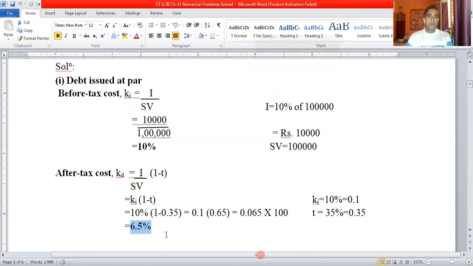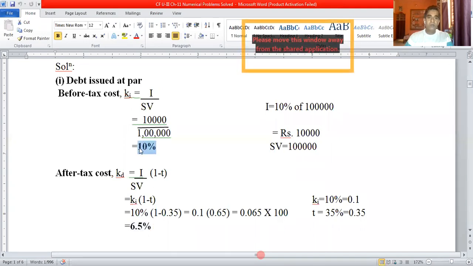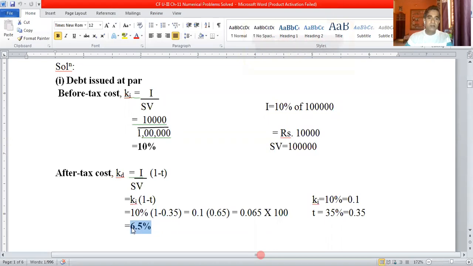Okay, so always remember, one thing you can observe: the after-tax cost of debt is always lower than the before-tax cost of debt. It is because the interest paid on debt is deducted from the taxable income. It has a tax benefit. That's why the after-tax cost of debt is always lower. Hence, while calculating the weighted cost of capital or cost of capital, only after-tax cost of debt is considered. So I hope it was simple and easy to understand.